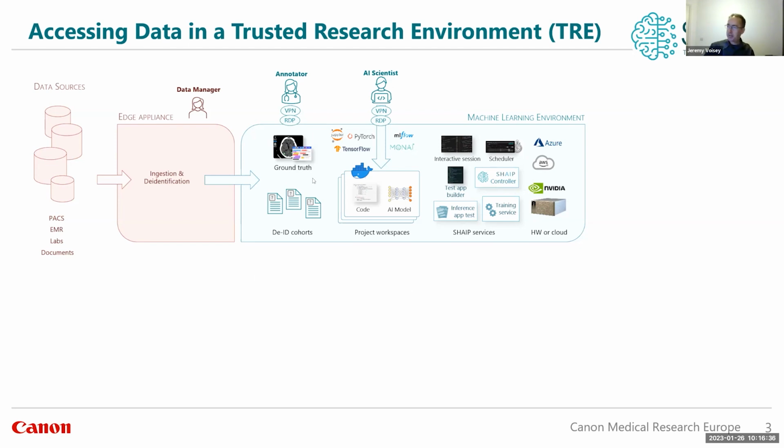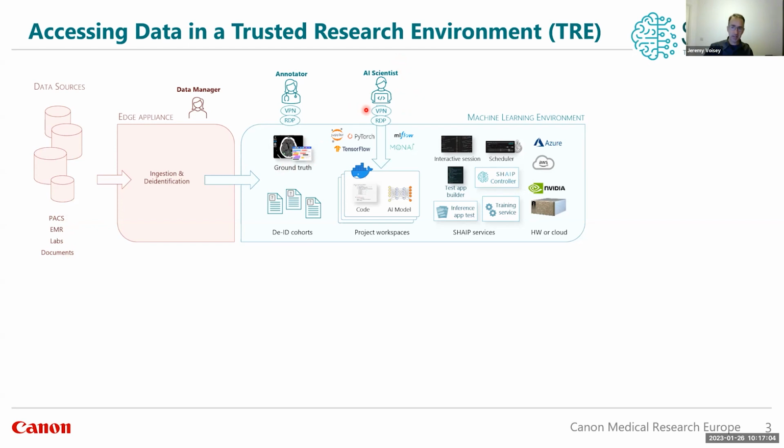So typically what you'll find in the UK is what's known as a trusted research environment, or a safe haven. What happens here is we start off with the data on the left-hand side. This is our unconsented data, and it might be CT images coming from PACS, or it could be medical records, labs, documents. And this is going to be ingested into a safe haven.